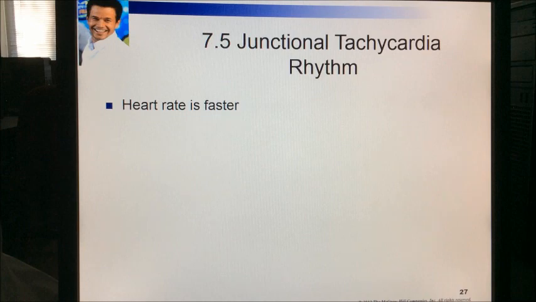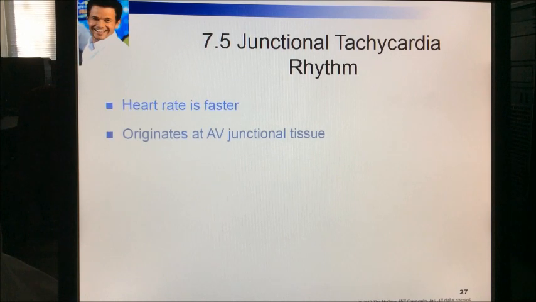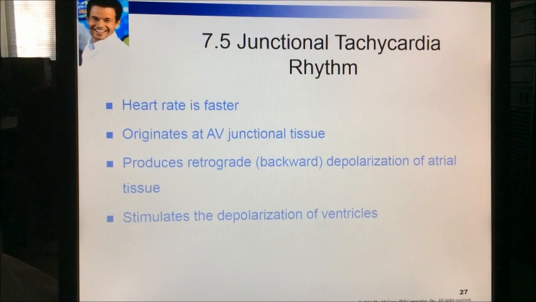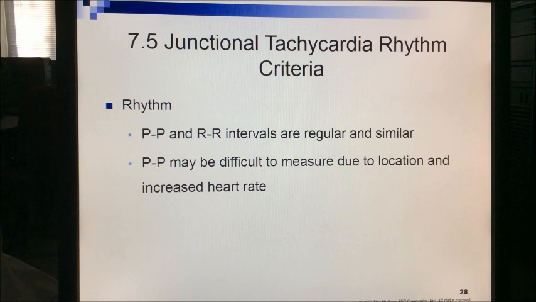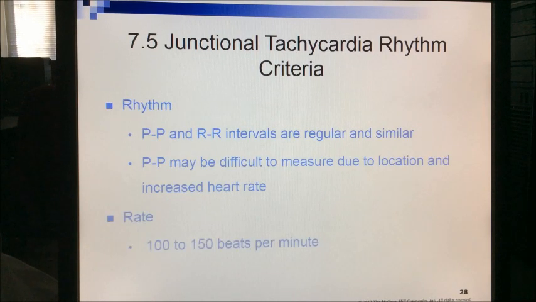However, it's still going to depolarize the atria just like it should. It's just going to be a negatively deflected one. And it's still going to cause depolarization of the ventricles, so your QRS complexes are still going to look pretty normal. PP and RR intervals are going to be pretty regular, pretty similar. If you can see the P's, then you can try to measure the atrial heart rate, but PP might be hard to see depending on whether or not you can actually see the P waves.